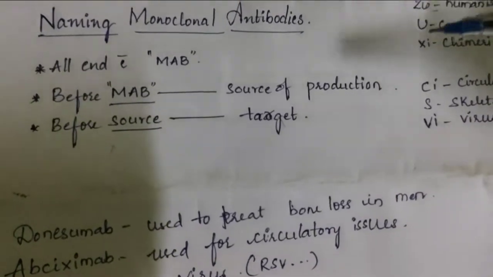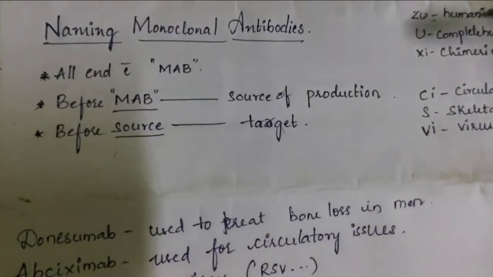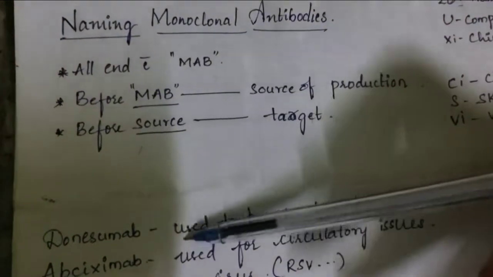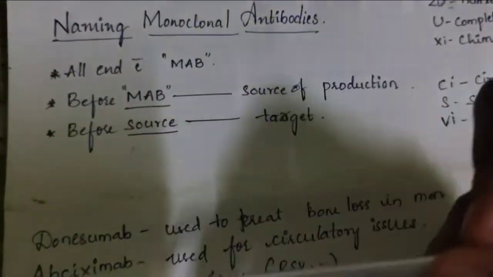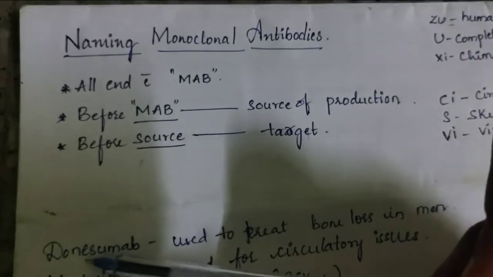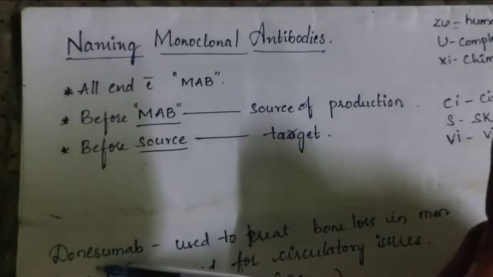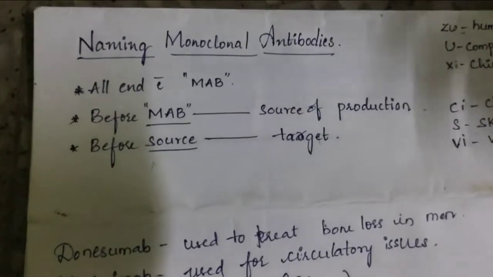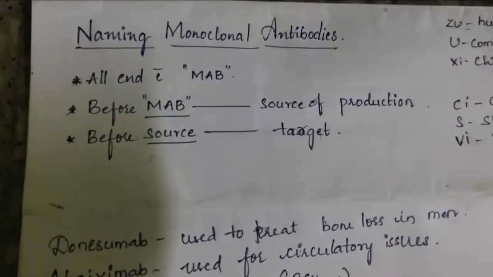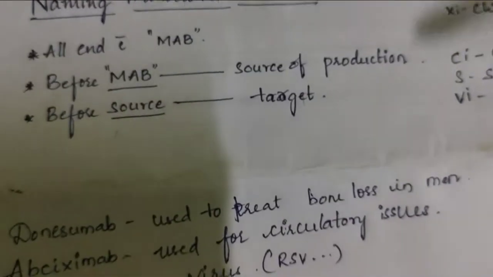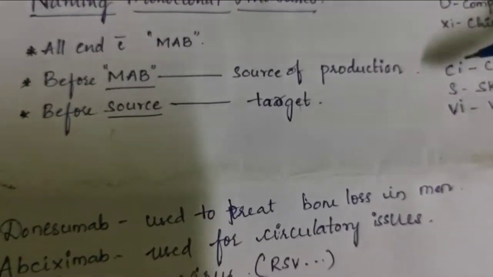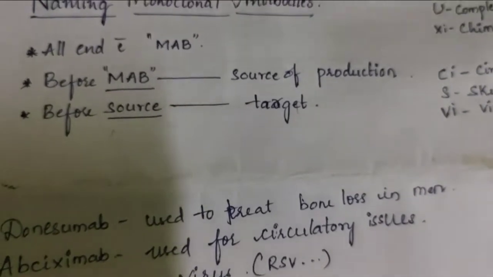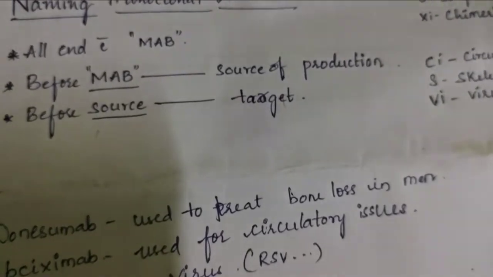And XI stands for chimeric, some kind of synthetic. And before that, before the source, this particular part denotes the target to which that particular monoclonal antibody is targeting. Example, CI stands for circulation, circulatory issues are being addressed, S for skeletal, VI for virus.